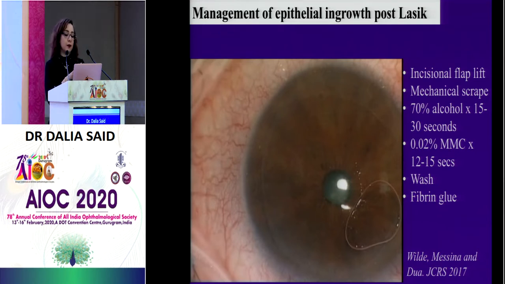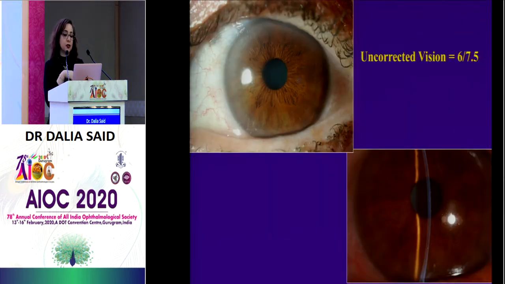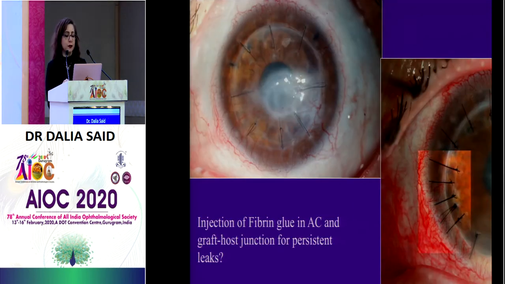And then you put a bandage lens. And you can see that patients got uncorrected vision of 6-7-5 post-op with no more recurrence. Also, it is very useful when you have a mismatch between the graft and host. So when you're doing penetrating grafts and you have mismatch between the graft and host, the bed is very irregular, and you will get a lot of leaks between your sutures because your host is irregular.